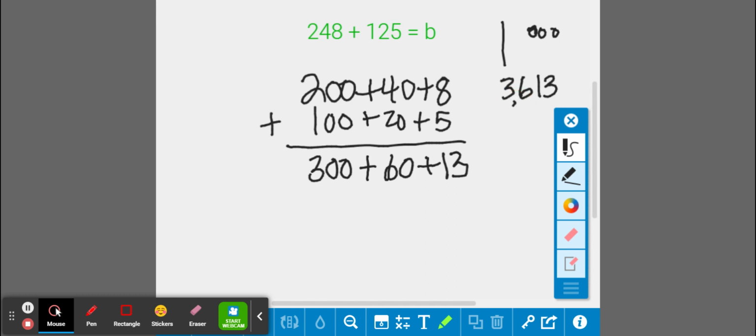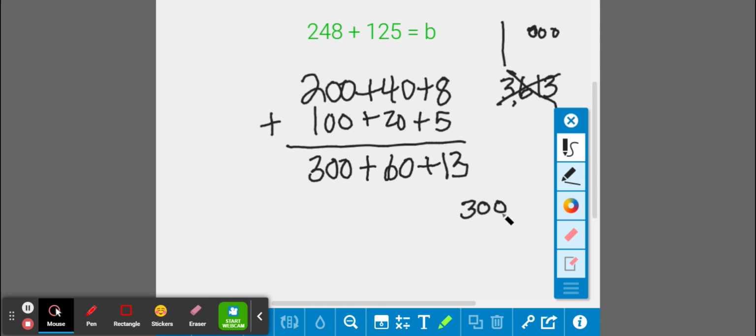So we want to remind our students that even though this is in the ones place, it still has a 10 in the value of this number. One of the ways to avoid students making that mistake is, once we have the 300 and the 60 and the 13, we're going to line them up underneath each other, which looks more like the standard algorithm for math.